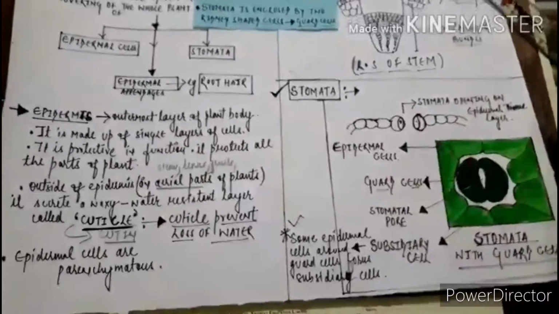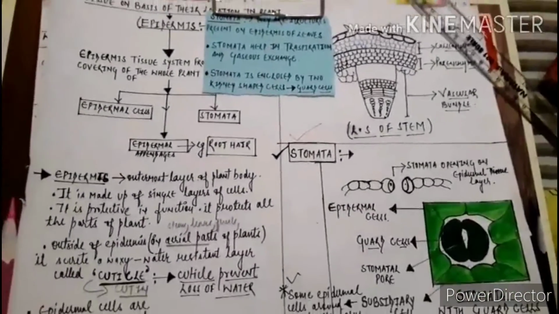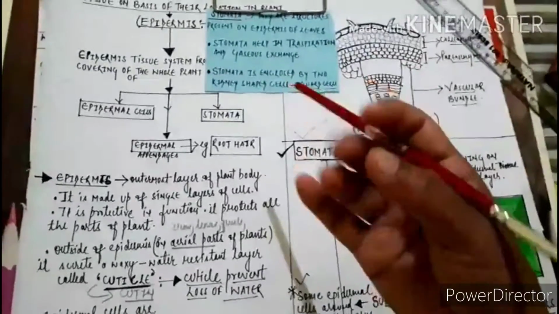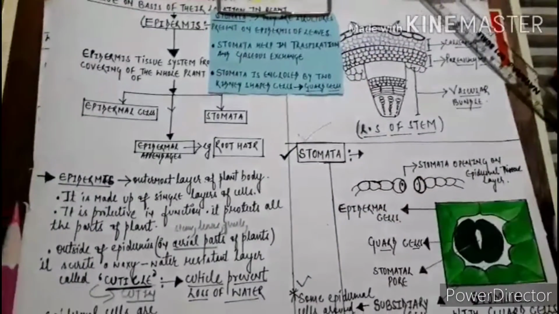Okay, so this was all about your epidermal tissue, this was about your stomata, and this was about your root hair. So you have to learn all these things and keep in mind all the points.